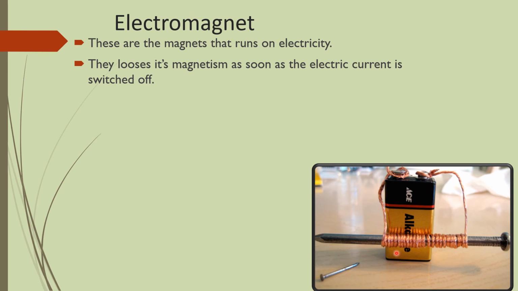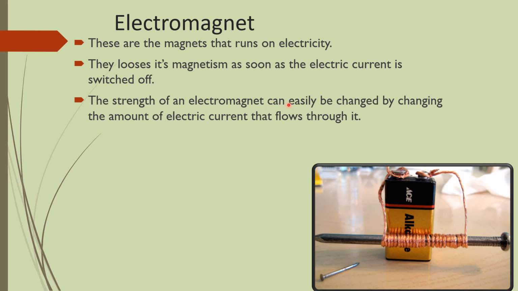You can try this, but don't keep the connection for so long, because this requires a lot of electricity, and the electromagnet weakens the cell quickly if it is left connected. These are the magnets that run on electricity. Electromagnets always run on electricity. They lose their magnetism as soon as the electric current is switched off. This nail will lose its magnetic property when the current is switched off.